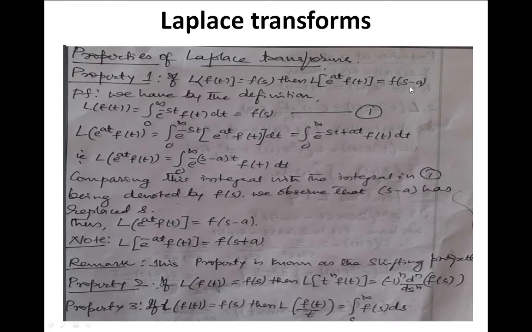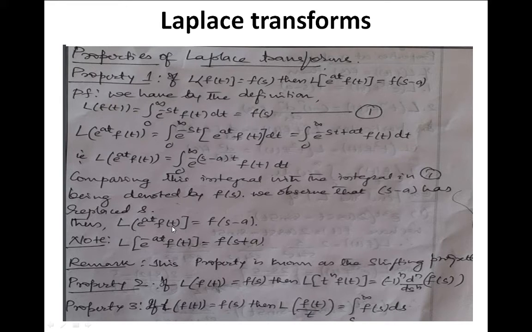How to get the property? How to apply the property on Laplace transformation? Come to the condition: L of e to the power at into f of t is equal to F of s minus a. Let me explain how to apply the property on the product of these two functions. What is the first condition? L of f of t is equal to F of s. Out of these two products, choose f of t. What is f of t? It is the coefficient of e to the power at. Other than e to the power at, choose that function as f of t.